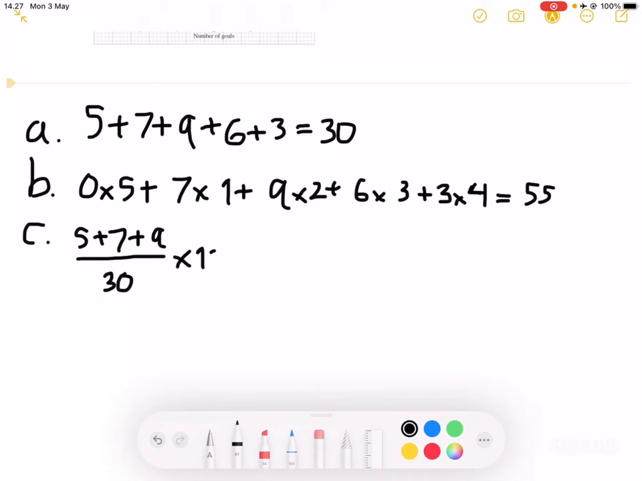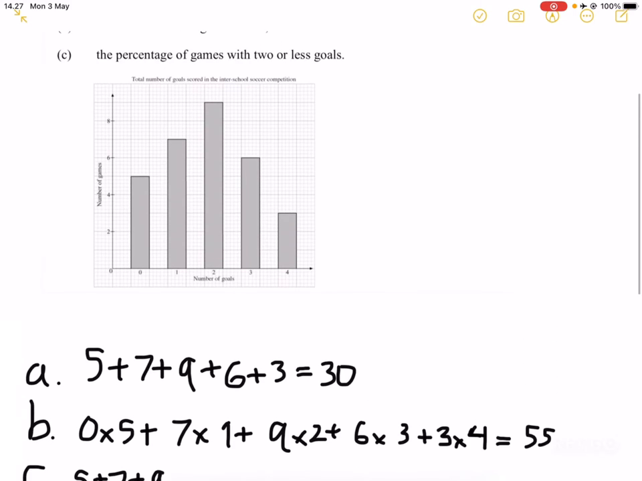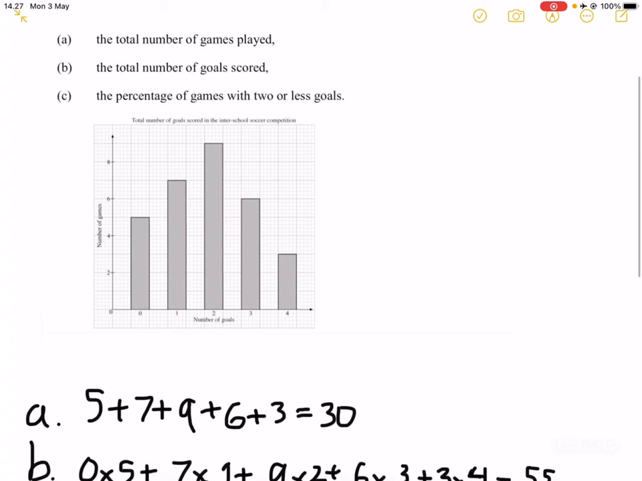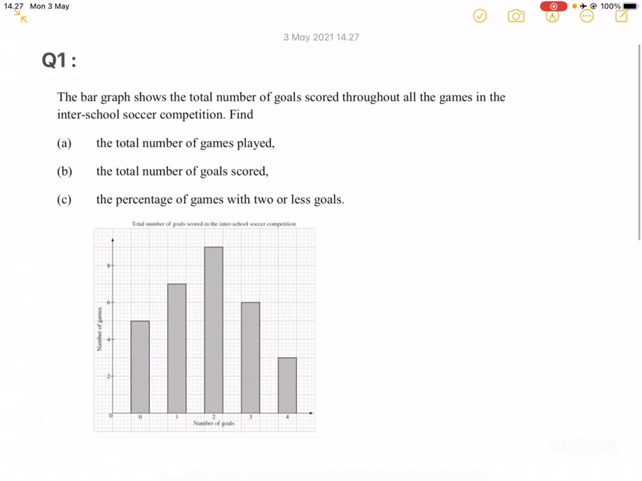And then multiplied by 100% if necessary. And you leave with an answer of 70%. So 70% of the games have 2 or less goals. So this is question 1. Let's jump into question 2.